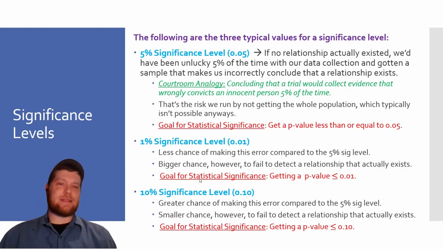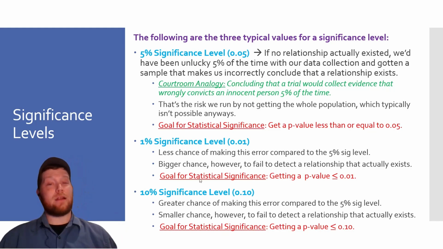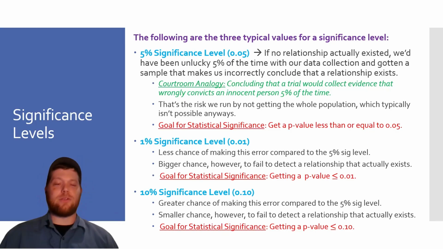At the 1% significance level, there's less of a chance of making an error compared to the 5% significance level. This is like we'd only be wrong at most 1% of the time if we conclude a relationship when in fact there isn't one. There is a bigger chance, though, to fail to detect or miss a relationship that actually exists. So be careful about that. The goal for statistical significance is getting a p-value less than or equal to 0.01.